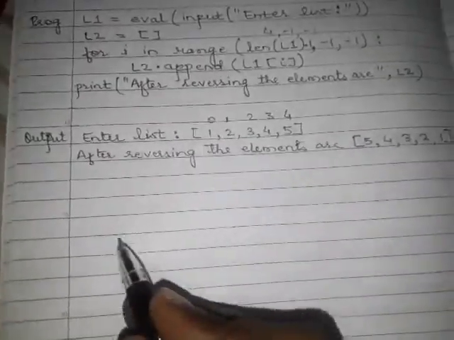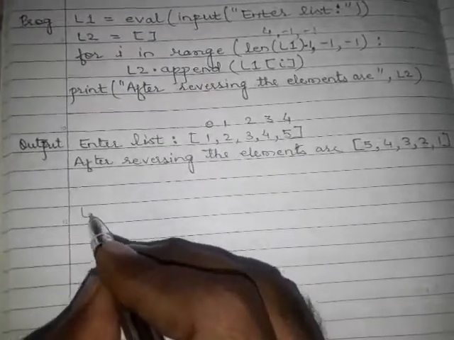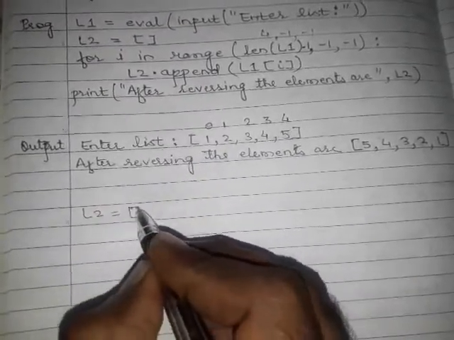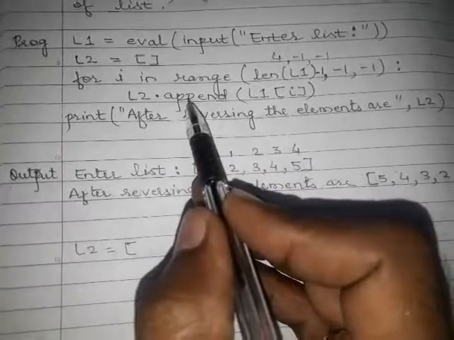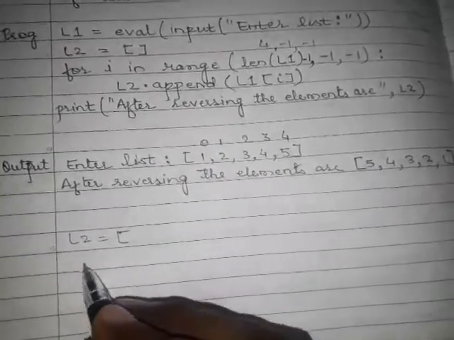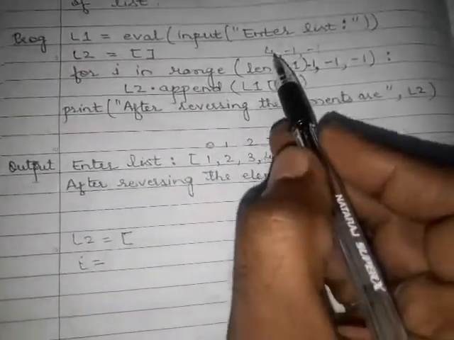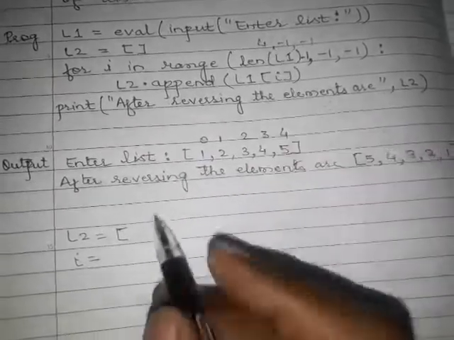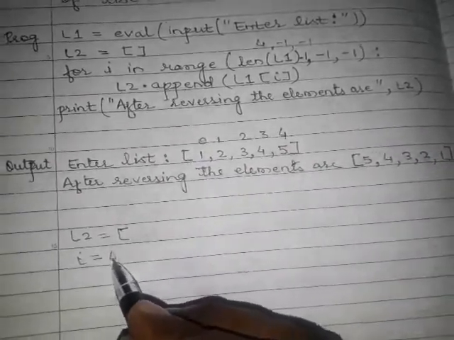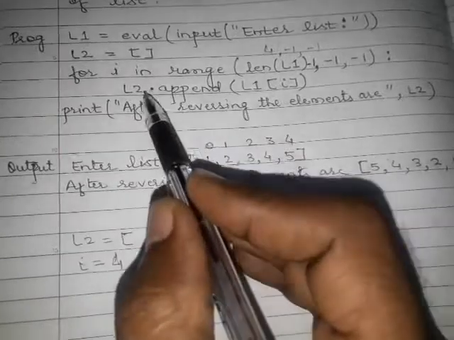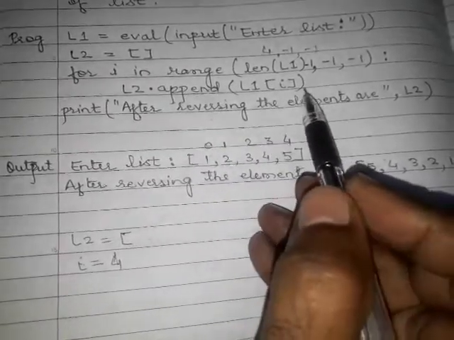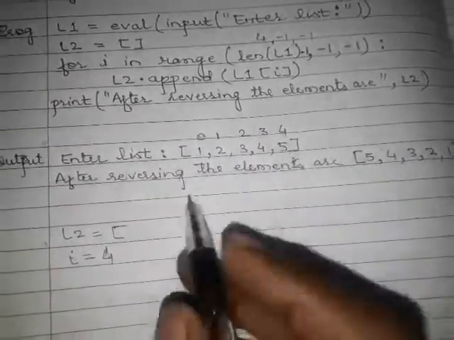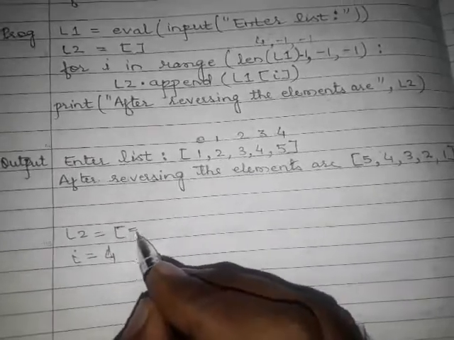We are using L2 dot append L1 of I. What is I? Initially I is 4. L2 dot append L1 of 4. It means L1 of 4 is 5. So in L2 we append 5.